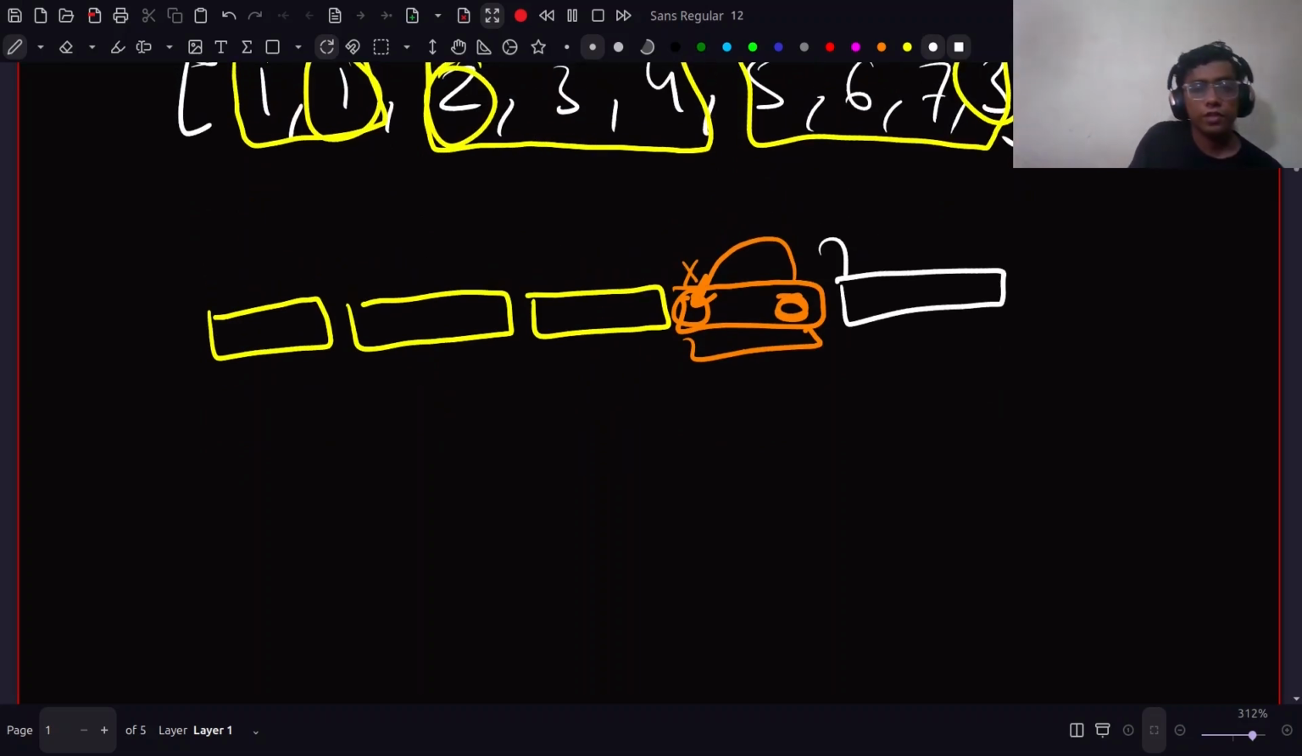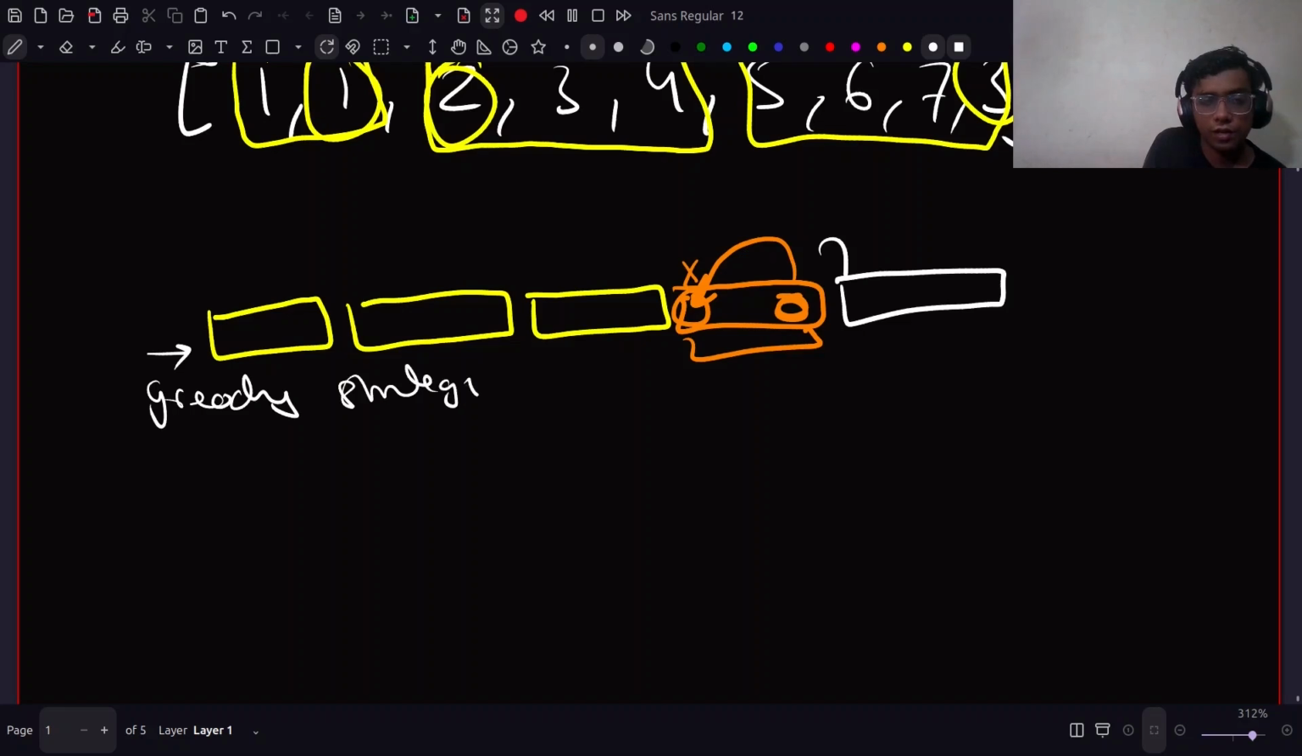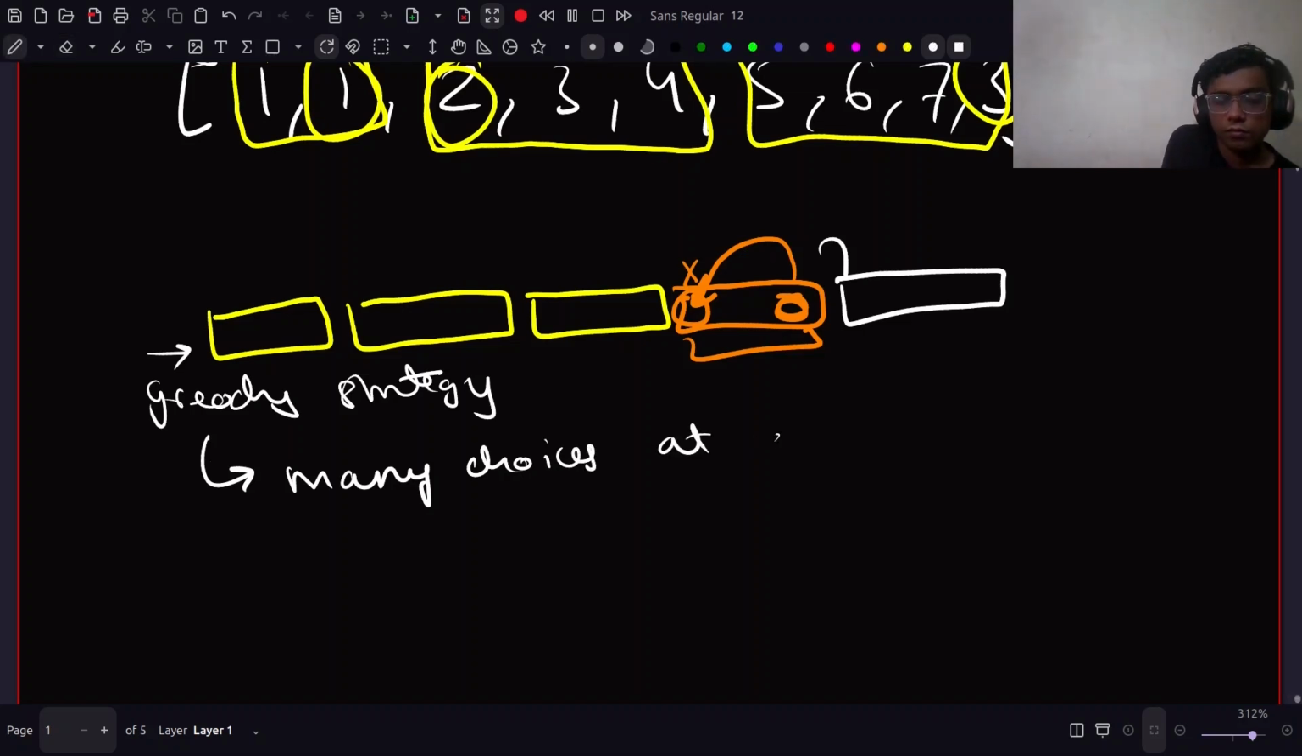But then if we have a greedy strategy like this to try and make chunks, we would have many choices at a given stage.